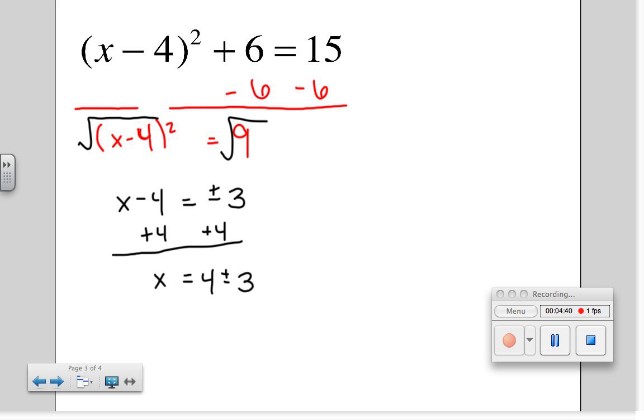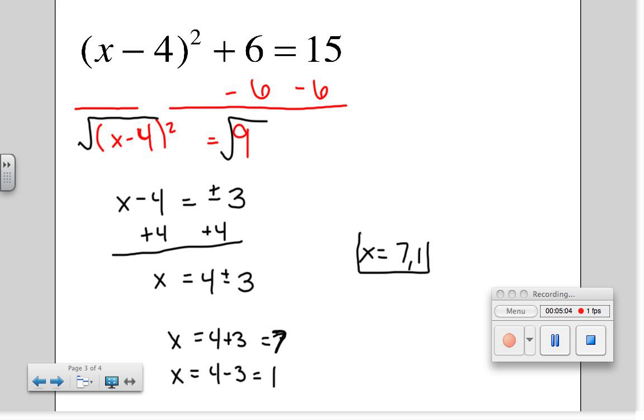Right now you can pause the video and try to finish this up, or you can finish it up with me. So we have x equals 4 plus 3 and x equals 4 minus 3. 4 plus 3 is 7, and 4 minus 3 is 1. So x equals 7 or 1, and those are our two answers.